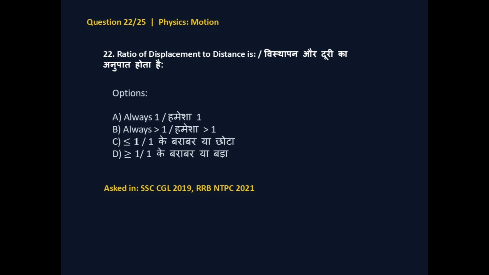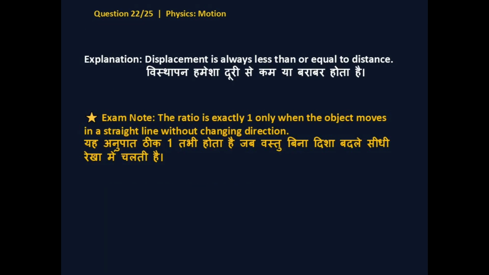Number 22. Ratio of displacement to distance is. Correct option is option C, less than or equal to 1, because displacement is always less than or equal to distance. So here comes an exam note. The ratio is exactly 1 only when the object moves in a straight line without changing direction.